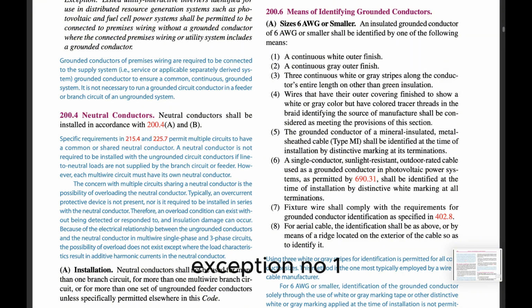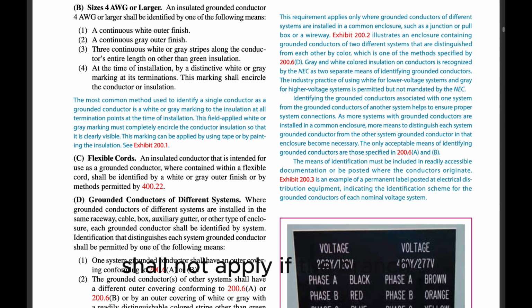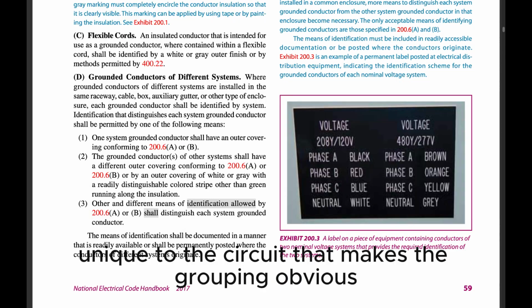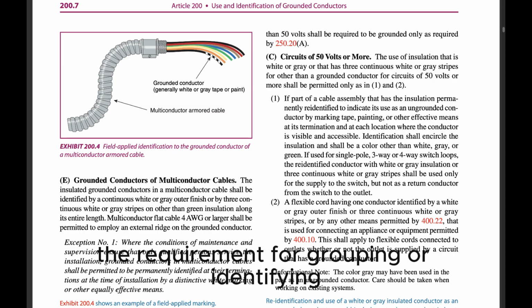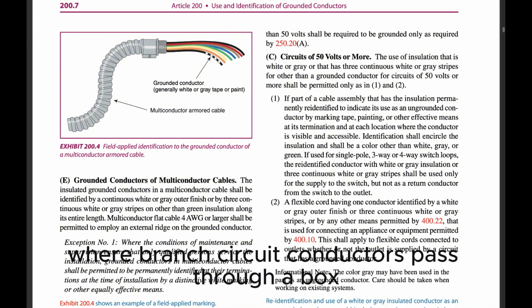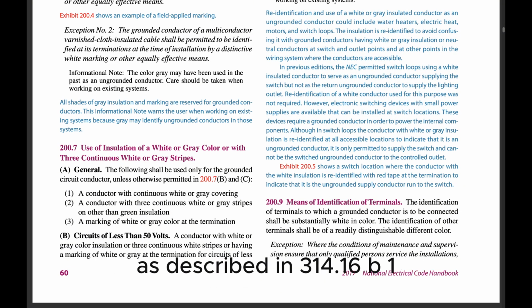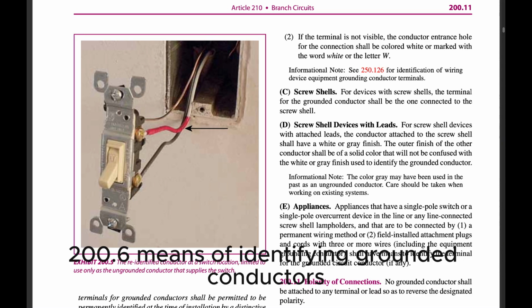Exception No. 1: The requirement for grouping or identifying shall not apply if the branch circuit or feeder conductors enter from a cable or a raceway unique to the circuit that makes the grouping obvious. Exception No. 2: The requirement for grouping or identifying shall not apply where branch circuit conductors pass through a box or conduit body without a loop as described in 314.16(B)(1) or without a splice or termination.